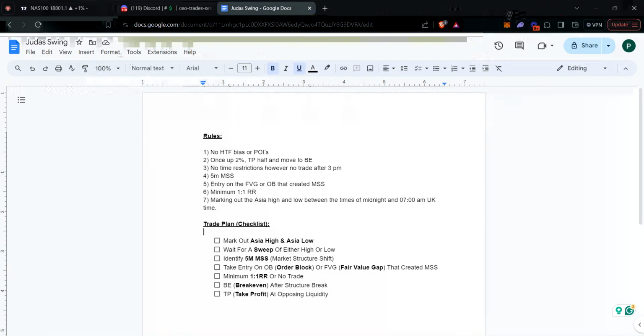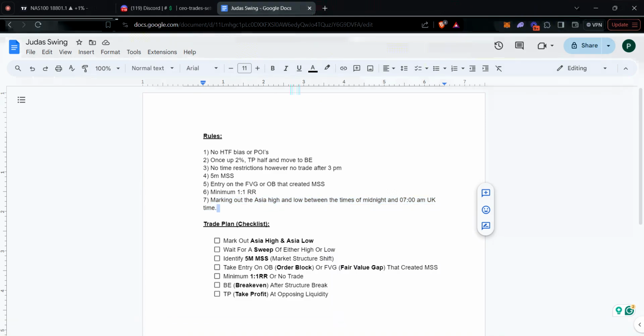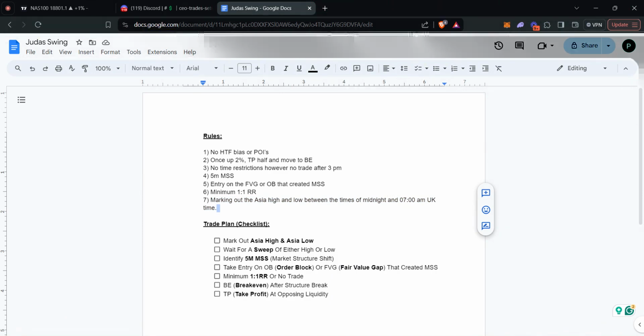Once we're up 2%, we TP half and we move to break even. No time restrictions, however we do not take a trade after 3 p.m. We only look for a 5-minute market structure shift. We enter at a fair value gap or an order block of the market structure shift that was created. We have a minimum 1-to-1 risk to reward. And the simplest way to tell you this strategy is we mark out the Asia high and low between the times of midnight and 7 a.m. UK time. We wait for a sweep, we wait for a market structure shift, and then that is it.